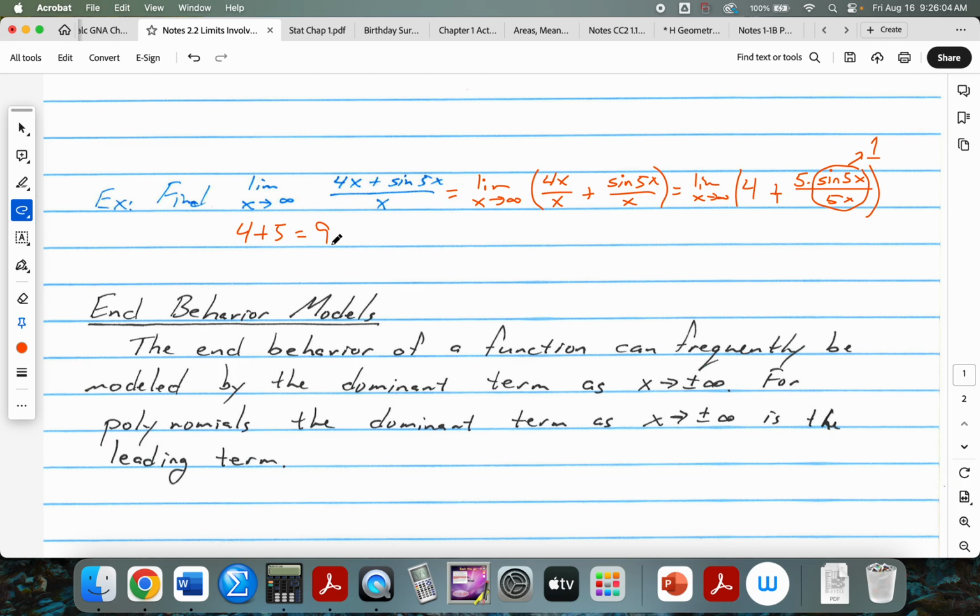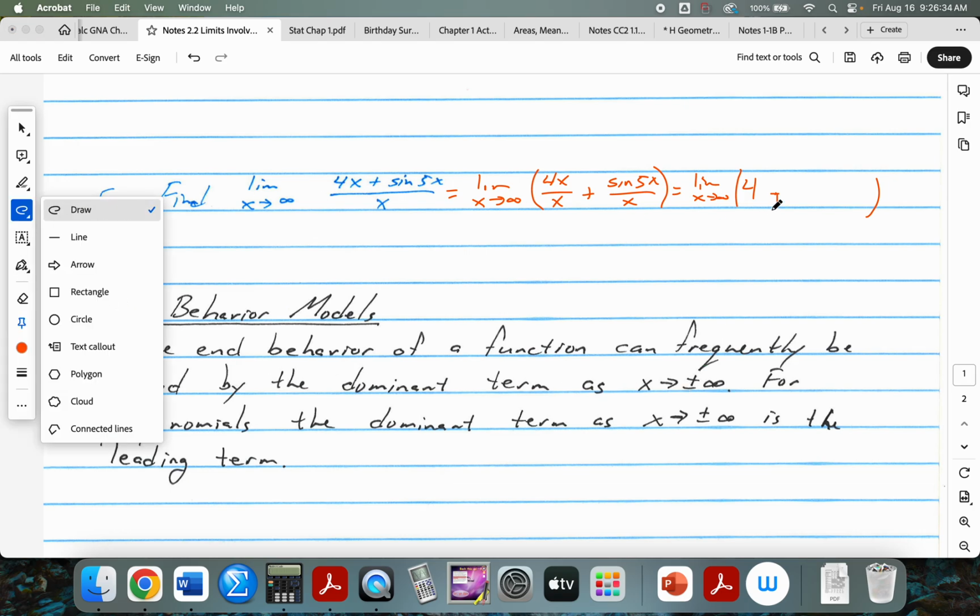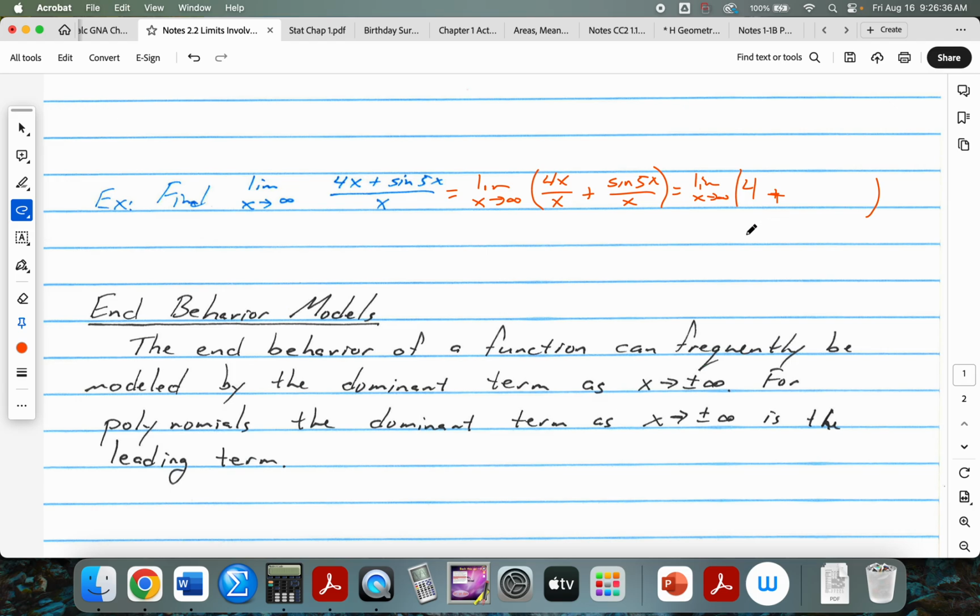I totally did that wrong. I'm so sorry. Back up a couple of steps. I was doing it as x went to 0. Was x going to 0 here? No. X was going to infinity.